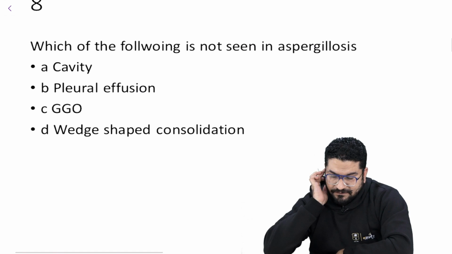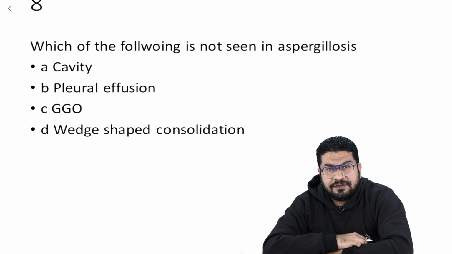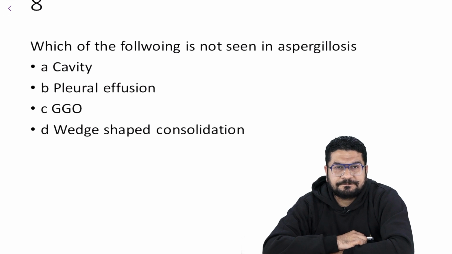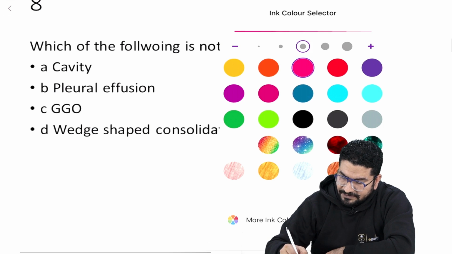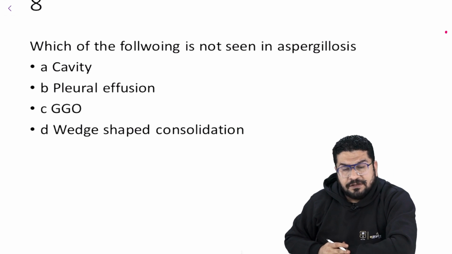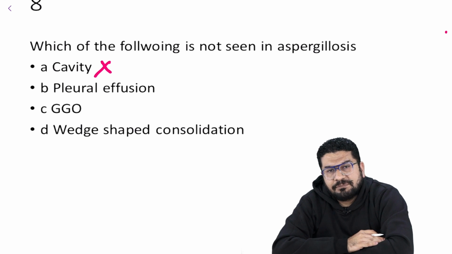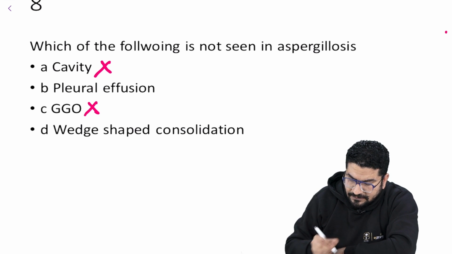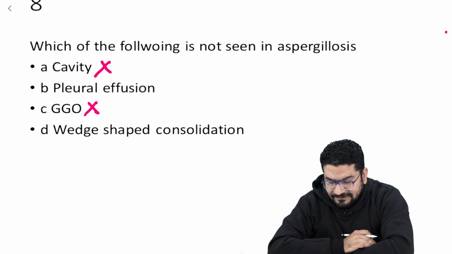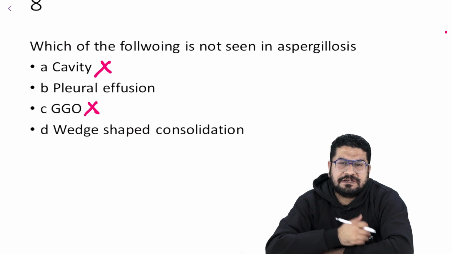Okay, then this was a question on which is not seen in aspergillosis. Again, a question which is, I can say, a difficult type, one of the difficult questions in the exam, because in aspergillosis we see all these things. We can see cavitation, because there can be pneumonia, there can be cavity formation due to aspergillosis. There can be ground glass opacity in later cases, or in a person who has a long-standing aspergilloma. So in aspergillosis we can see GGO, we can see consolidation. Consolidation you can see in numerous diseases, and aspergillosis is one of the fungal infections where we can see consolidation.